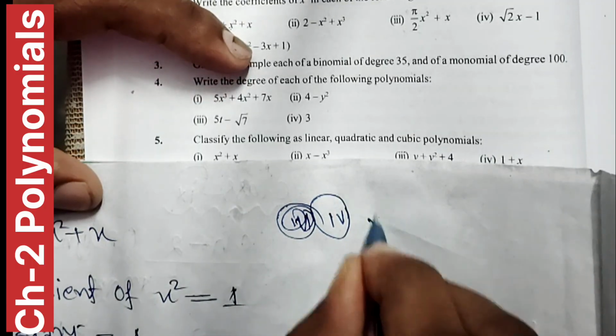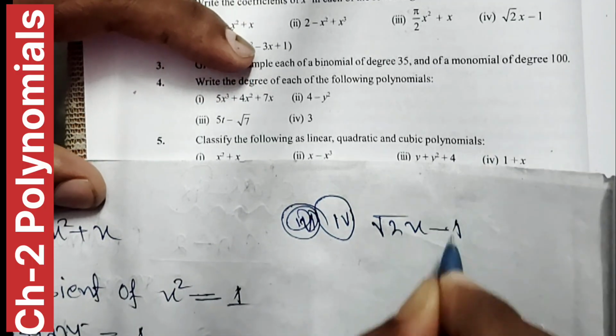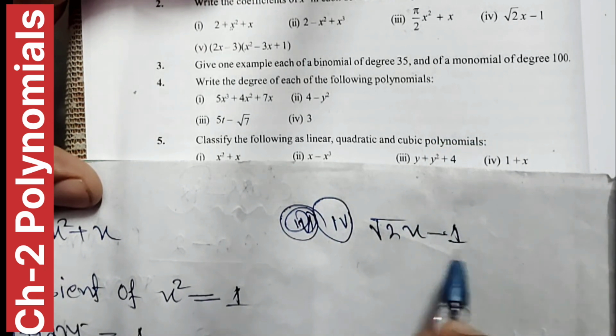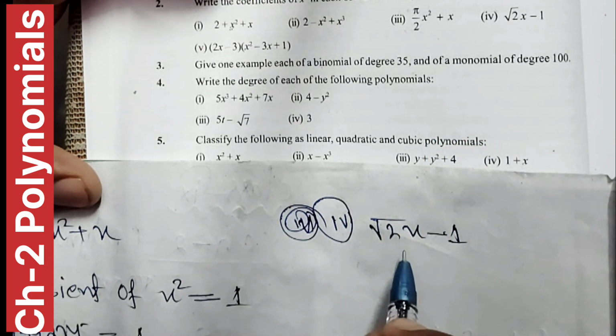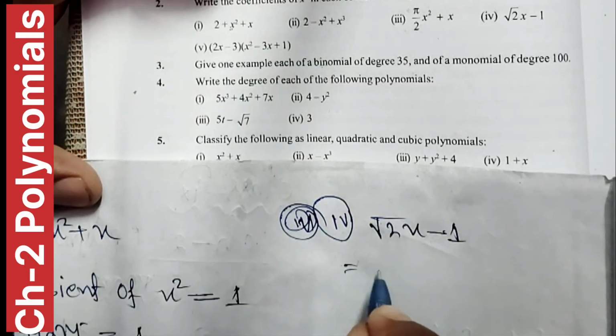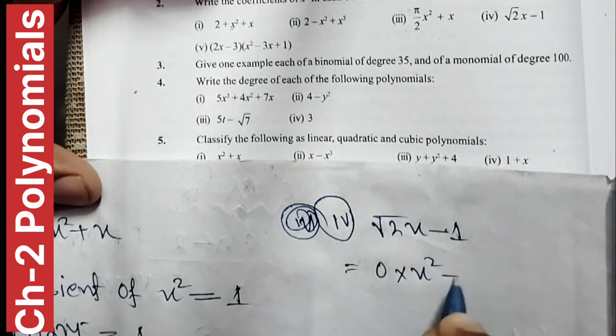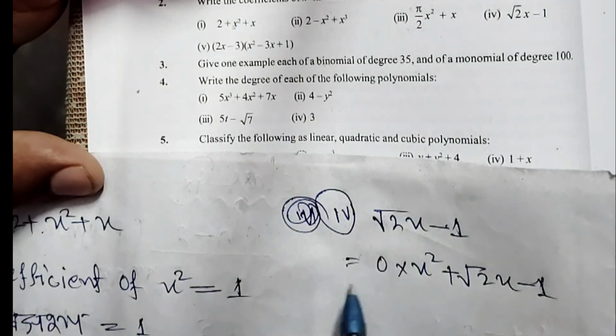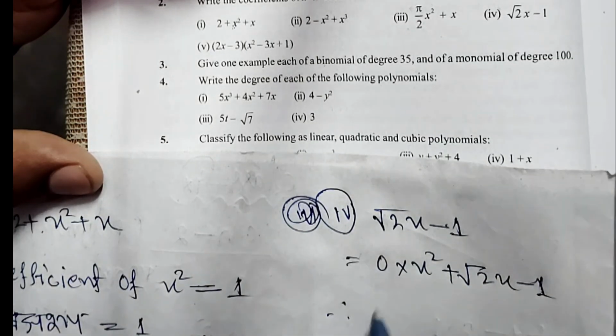Number 4, root 2x minus 1. You see, we need the coefficient of x square, but in this question there is no x square, so we write it like this: 0 into x square plus root 2x minus 1. So now you see, the coefficient of x square is 0.